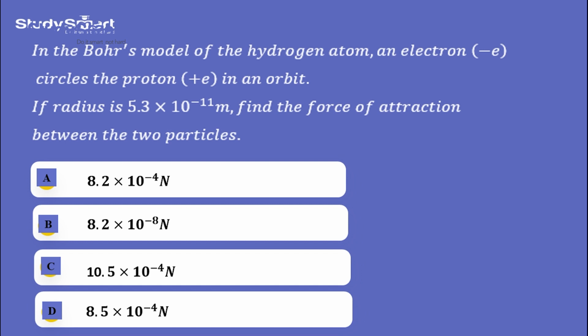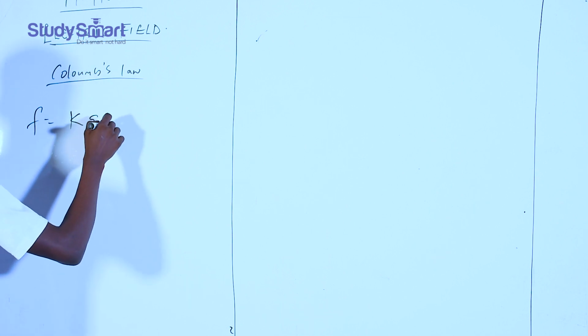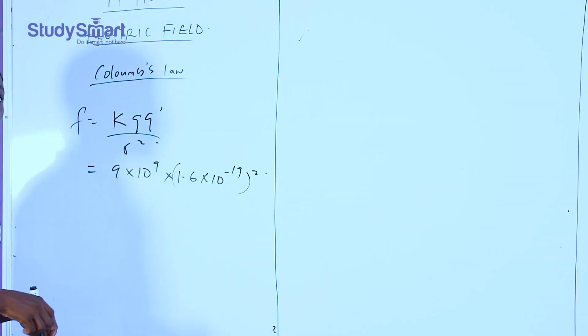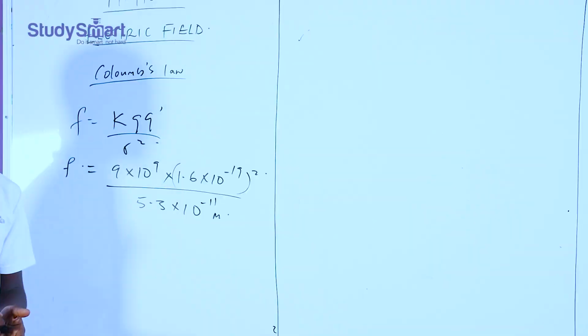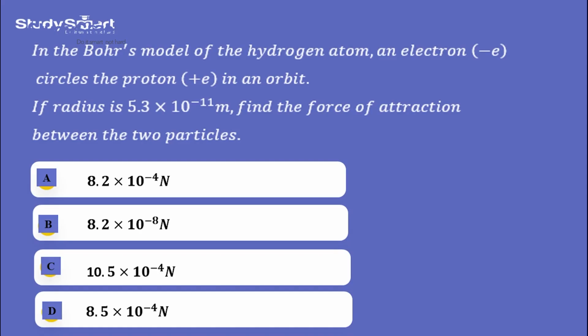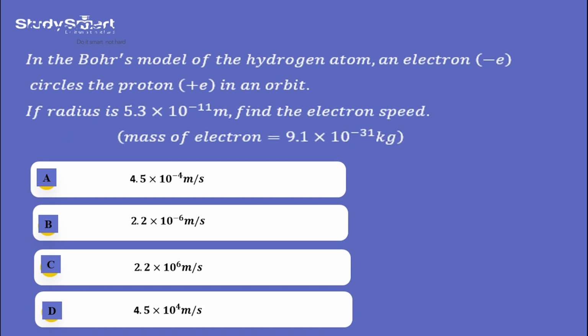We have our F equal to kqq' over r squared. The answer is 8.2 times 10 to the power of minus 8 Newton, and that is option B. That is the force of attraction between those two particles.